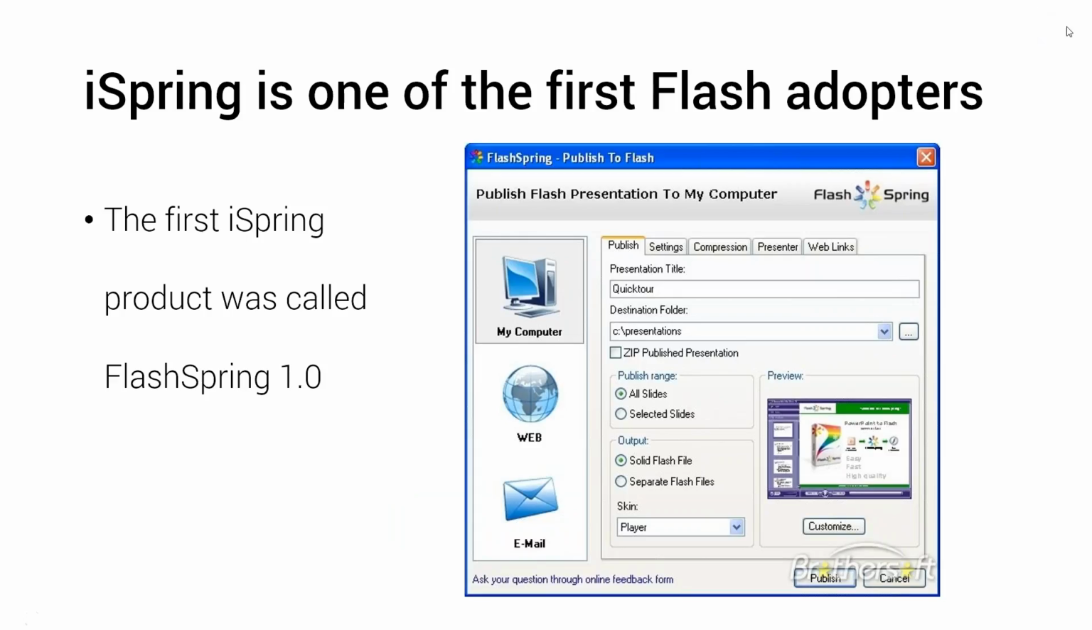Yeah, and I would also want to share this piece of information with you, because iSpring was one of the first Flash adopters in 2004, I guess, or maybe 2005. The first iSpring product was called Flash Spring 1.0, and I just got this screenshot on the internet from some website because we don't have it on our website anymore. And at some point when this product started to be more popular, we had to change the name to iSpring because Flash was a trademark and we couldn't use it.